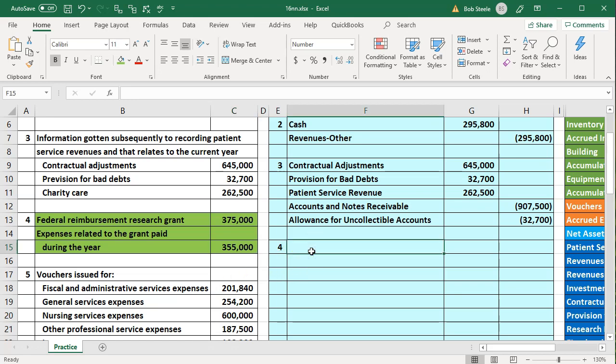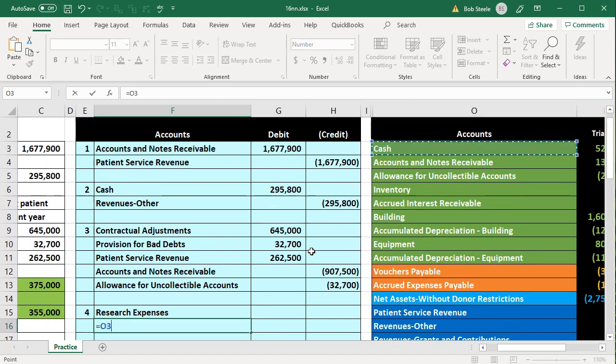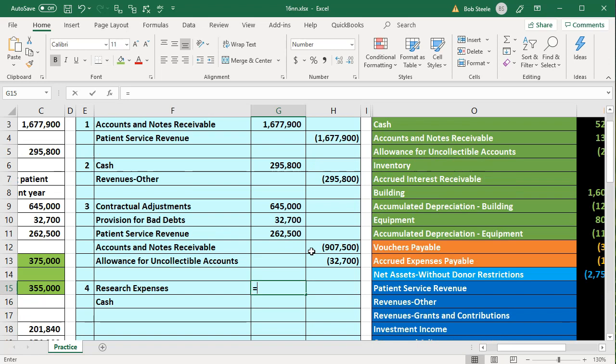So the research expense is going to be a debit to research expense. So we're going to debit research expense, and credit, we're going to say we paid it with cash. So we're going to credit cash. The amount is going to be equal to that $375,000. That'll be the debit and the credit. Let's post that out.